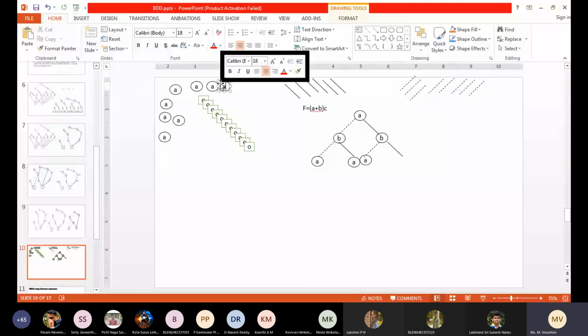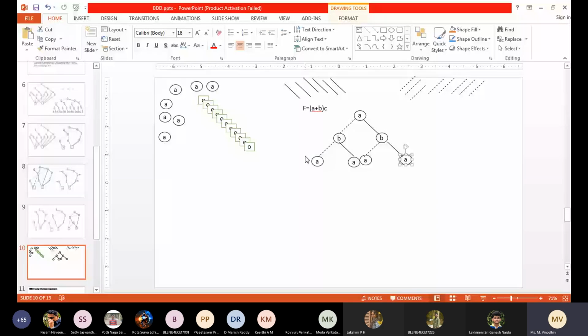A, B, and the last one will be C. The three variables A, B, C are three inputs. How many leaf nodes will be there?